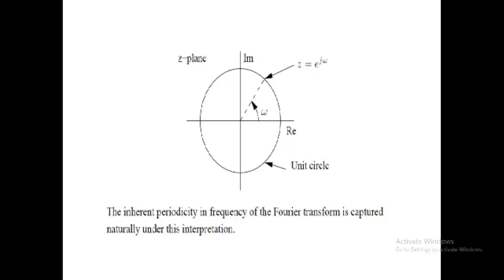If x of n is a right-sided sequence, then the ROC extends outward from the outermost finite pole to infinity. If x of n is left-sided, then the ROC extends inward from the innermost non-zero pole to z equal to 0. A two-sided sequence, neither left nor right-sided, has an ROC that is a ring in the Z plane, bounded on the interior and exterior by a pole, not containing any poles. The ROC is a connected region.